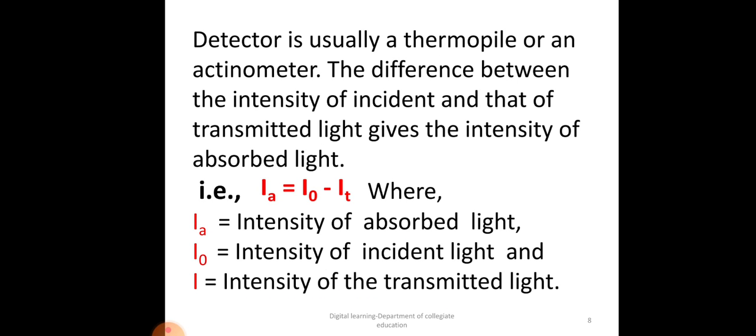Detector is usually a thermopile or an actinometer. The difference between the intensity of incident and that of the transmitted light gives the intensity of the absorbed light. That is, IA is equal to I naught minus IT, where IA is intensity of absorbed light, I naught is the intensity of the incident light, and IT is the intensity of the transmitted light.